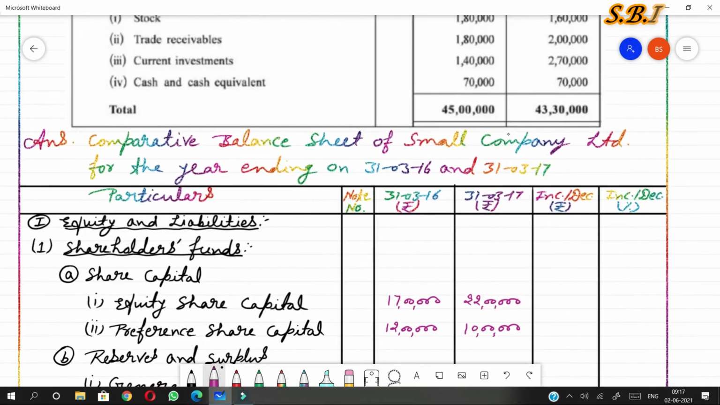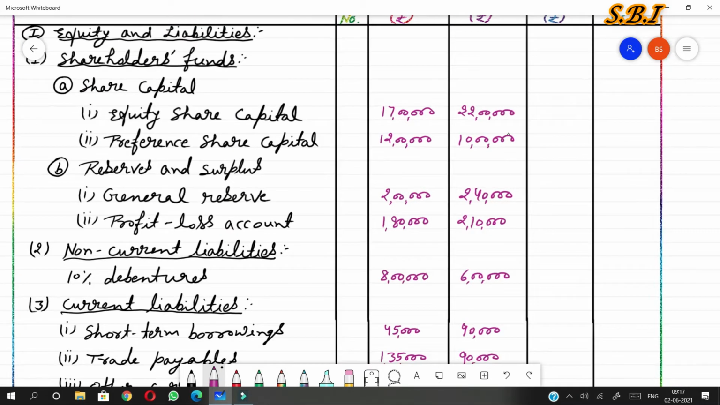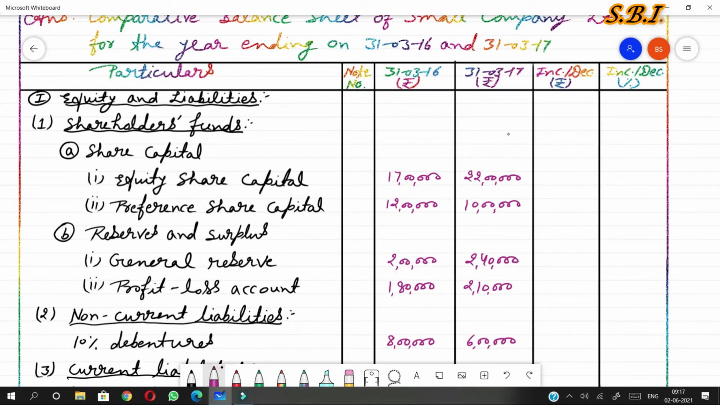Then students, we will put the information in the columns 31st March 2016 and 31st March 2017. Then we have to find increase or decrease in rupees and increase or decrease in percentage. Same way, if the value of 31st March 2017 is more than the value of 31st March 2016, then there is an increase, and if the value of 31st March 2017 is less than 31st March 2016, then there is a decrease. Then you will see in equity share capital there is an increase.